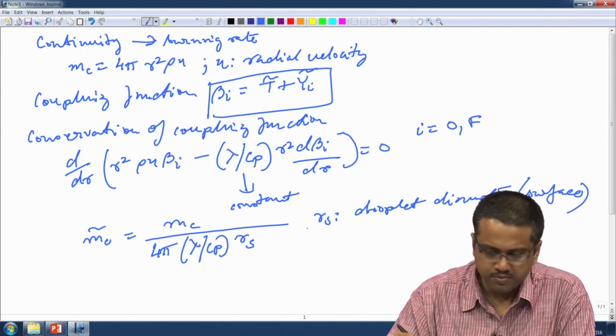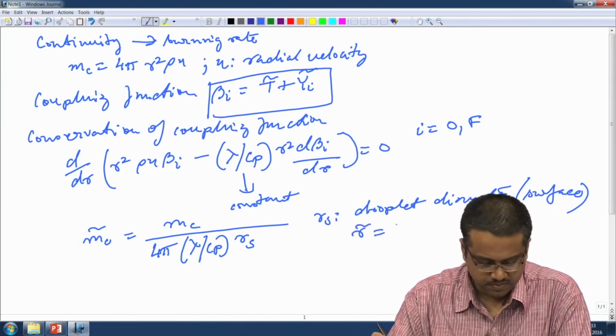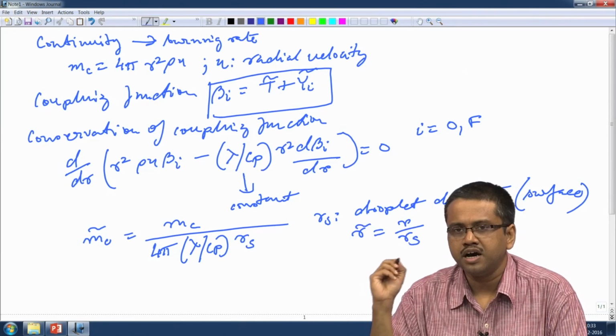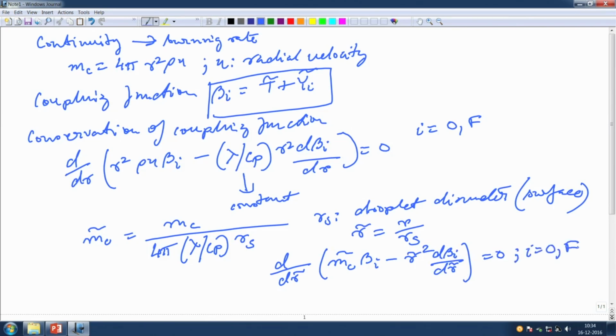Using the non-dimensional variables, where r tilde you can define as r by Rs, we can write d by dr tilde of m_c tilde beta_i minus r tilde square d beta_i by d r tilde is equal to 0, where once again i is O and F, basically the oxidizer and the fuel combined. So, this is the equation that you get using the coupling function.